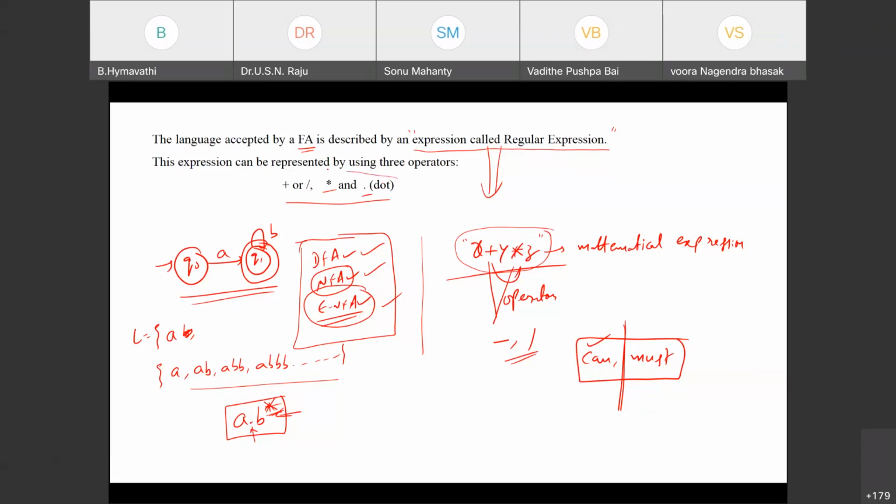And one more thing, whenever I say that there are three operators, do you think that every expression must have all three or can have all three operators? Can or must? Can have. So now I'm calling this a mathematical expression. Generally, what do you mean by mathematical expression? An expression which can have plus, star, minus and division operators. But nobody says that each and every expression must have all these four. In the same way, according to the language acceptor, we may be using these three operators in any number, in any order.